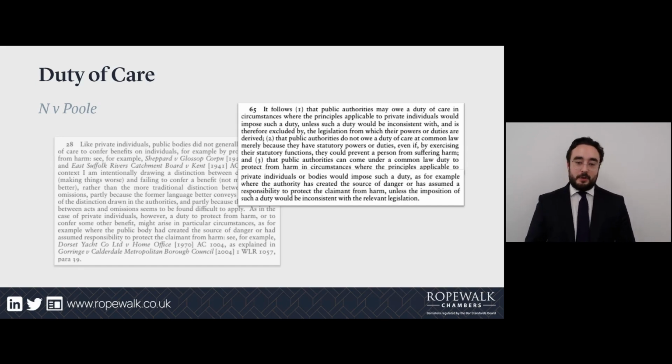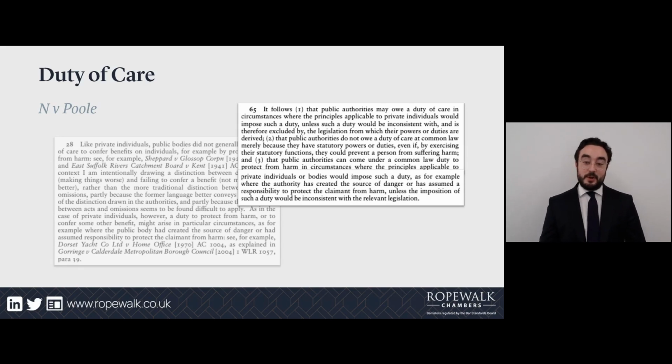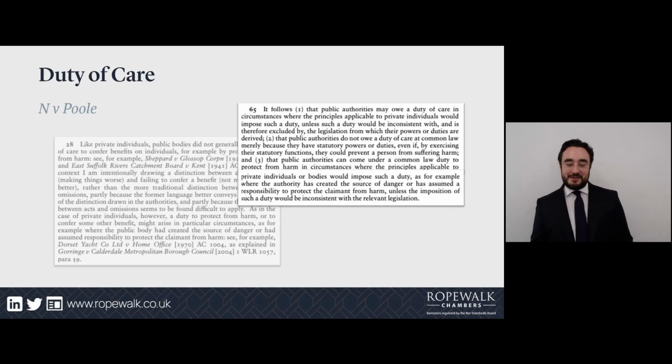And then thirdly, public authorities can come under a duty to protect from harm in circumstances where the principles applicable to a private individual or body would impose such a duty. So as I've said, creation of a source of danger or an assumption of responsibility. And again, that's subject to any inconsistency with the relevant legislation.